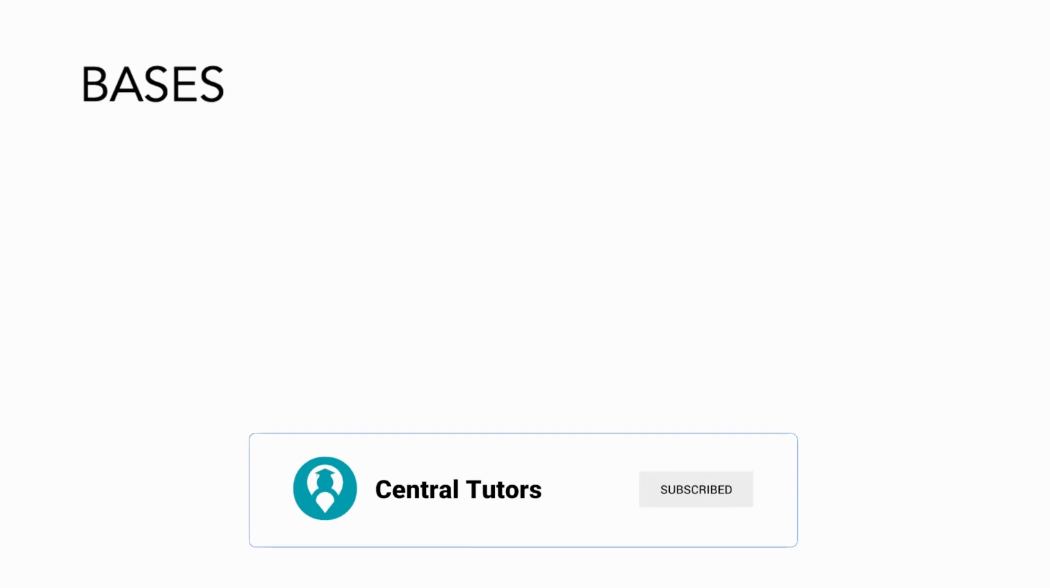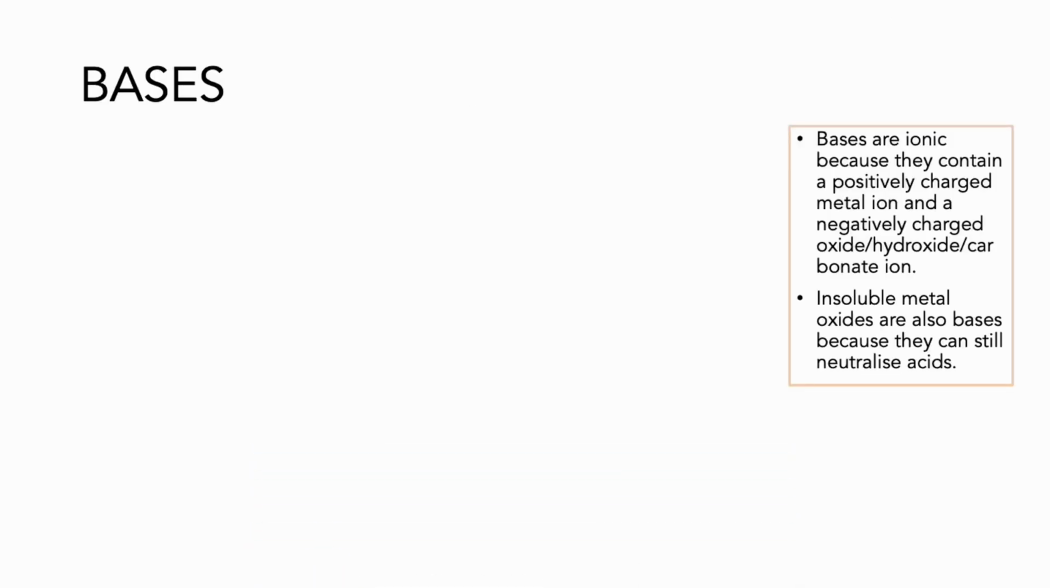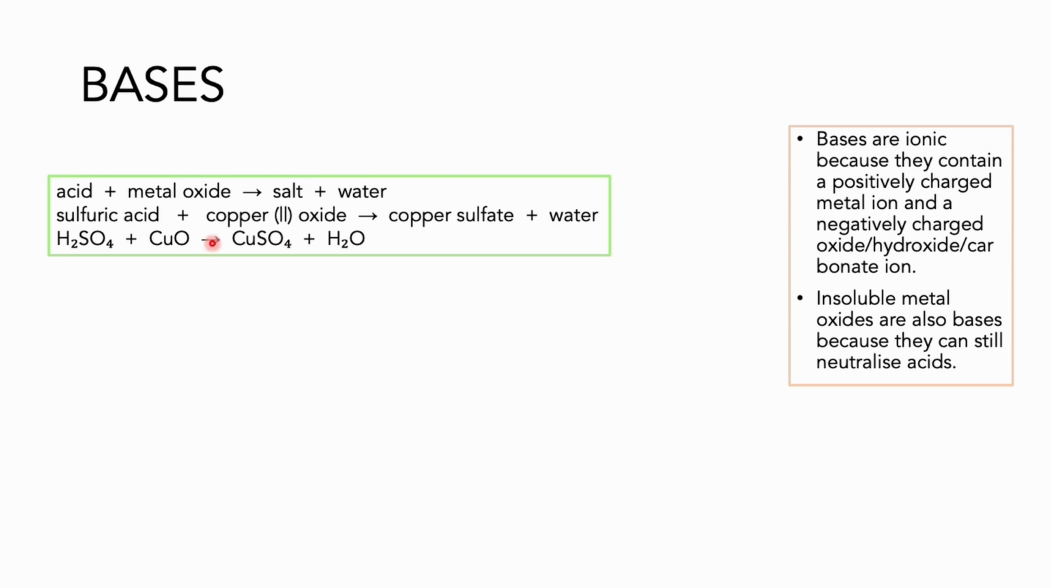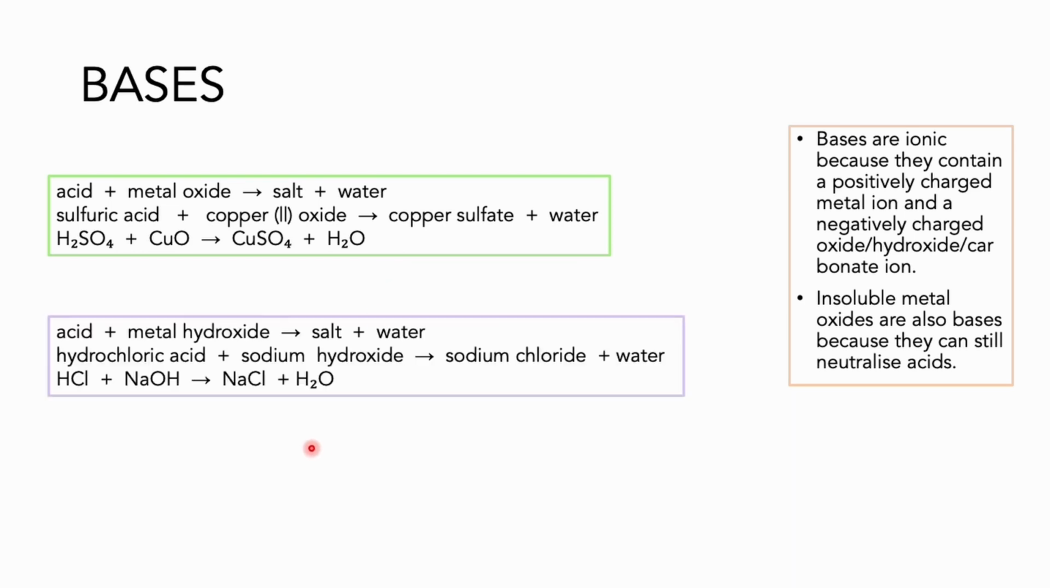Now we can look at some examples for the neutralization of different bases. Here our metal oxide is copper 2 oxide, and we're neutralizing it with sulfuric acid, so we get salt and water. We don't have to worry about the name of the salt just yet, because we're going to look at that next. For acid and metal hydroxide, we have hydrochloric acid and sodium hydroxide, which actually produces the salt that we would call table salt, which is why you might recognize the name sodium chloride.